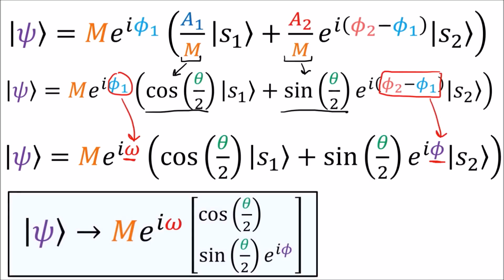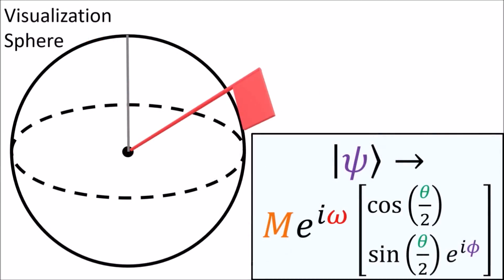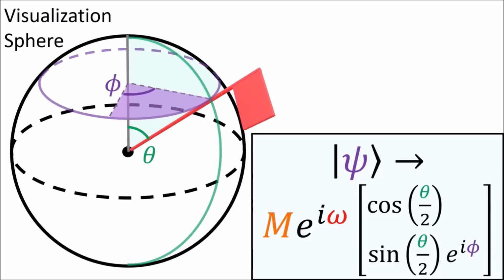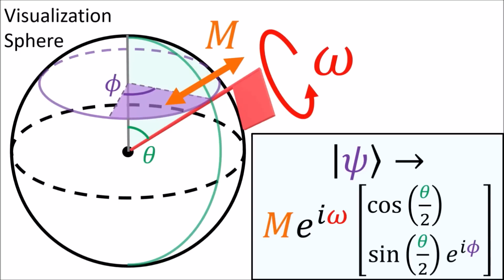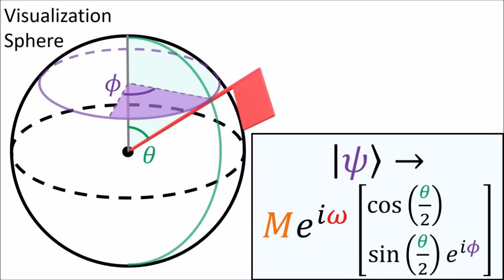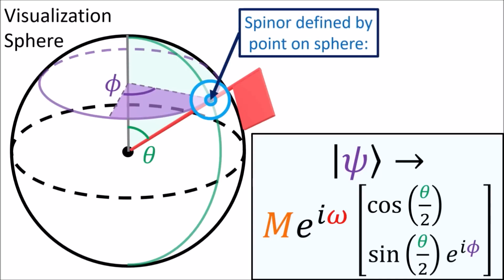So we've rewritten our 2-component spinor like this, and it has 4 real parameters: m, omega, theta, and phi. The theta and phi parameters determine where the spinor points on the sphere. Omega is the overall phase, and determines the angle of the flag on the flagpole. And m, which is the overall magnitude, determines the length of the flagpole. The omega and m parameters can be ignored, since overall phases and overall scaling factors don't change the spinor. Only the theta and phi parameters matter because they determine where the spinor points on the sphere.